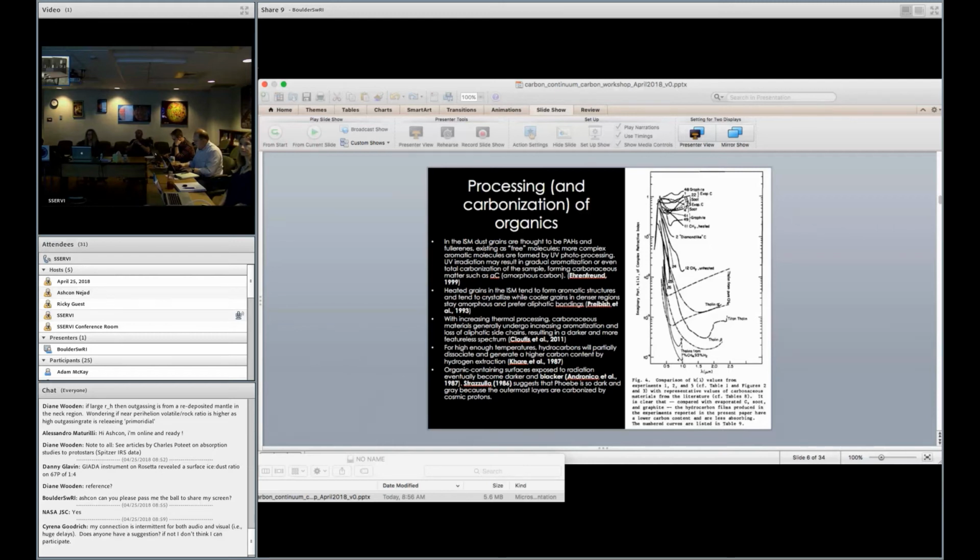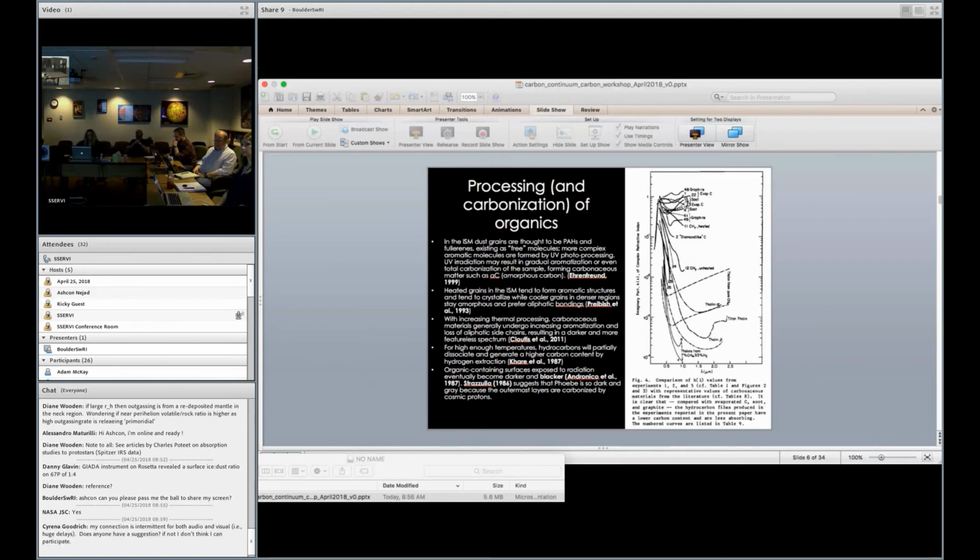It becomes much higher in K and much more absorbing. Okay, so in the ISM, and this is some of what I think is the same stuff Yvonne was saying, we've got dust grains thought to be PAHs and fullerenes existing as free molecules, and also more complex aromatic molecules that are formed by UV photoprocessing. The UV irradiation can result in gradual aromatization or even total carbonization of the sample. And so that's how we can end up with carbonaceous matter such as amorphous carbon.